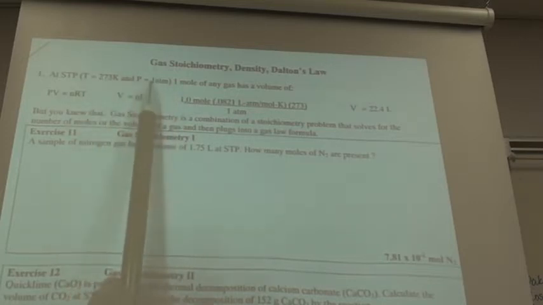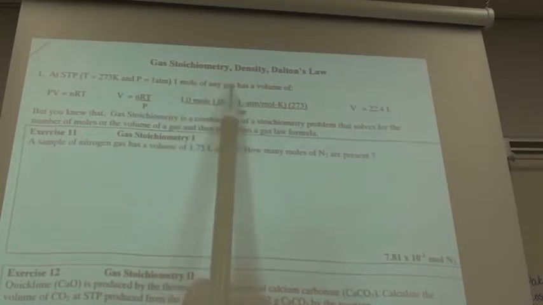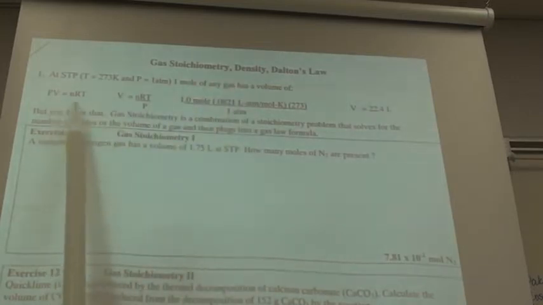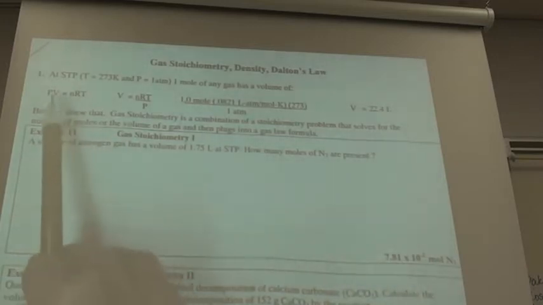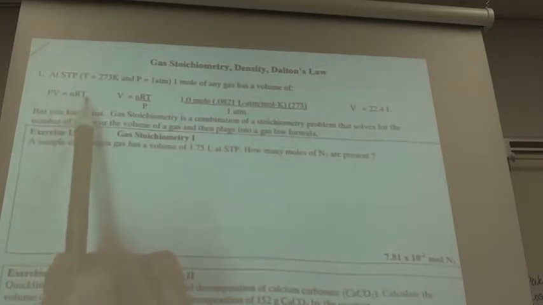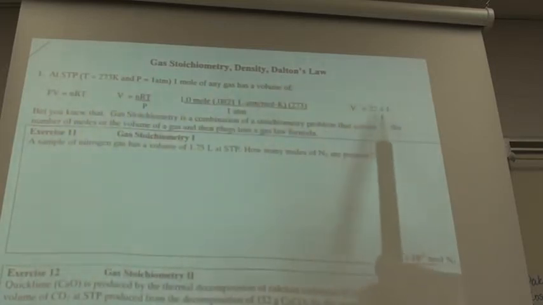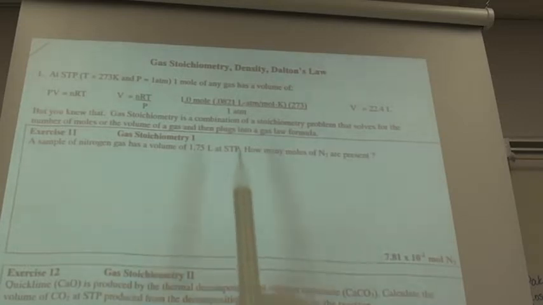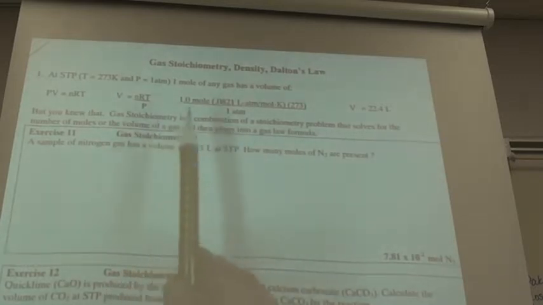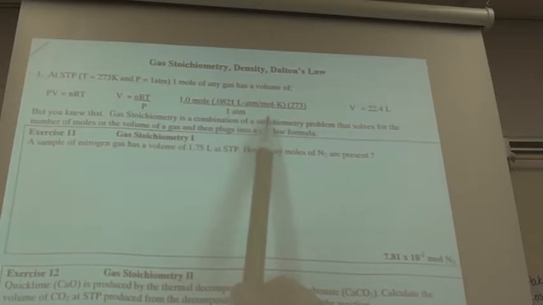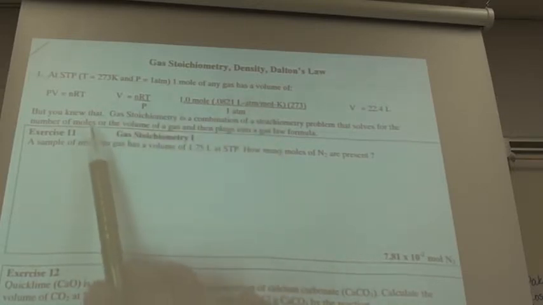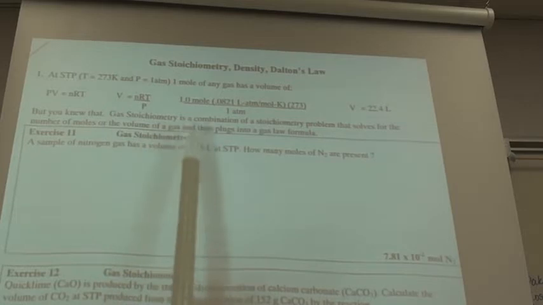And under these conditions, 1 mole of any gas, by virtue of PV = nRT, where P and T are the same, R is the gas law constant, so that means 1 mole of any gas always has the same volume, which is 22.4 liters. That's called Avogadro's law, and it's very helpful. Gas stoichiometry is a combo of a stoichiometry problem that solves for the number of moles or the volume of a gas, and then you put it into a gas law formula or vice versa.